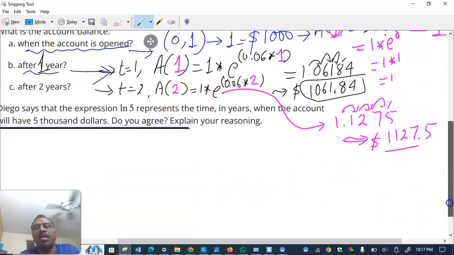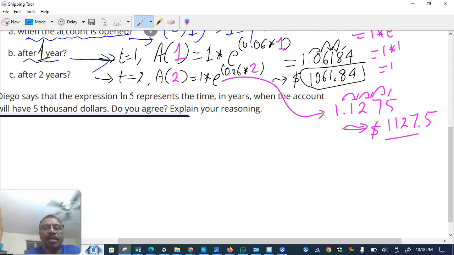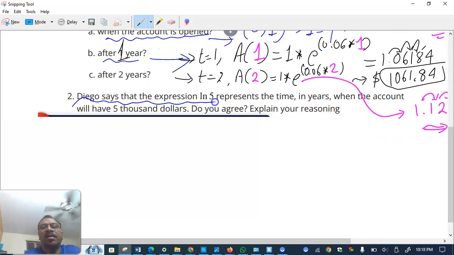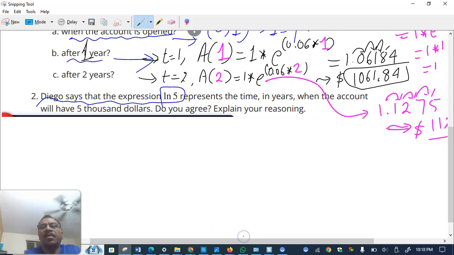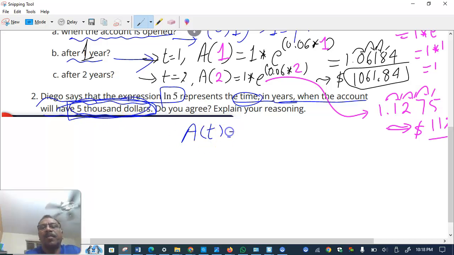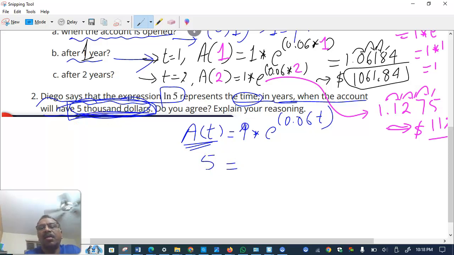Then the next question is asking us: Diego says that ln 5 represents the time, in years, when the account will have $5,000. Remember, A of t was 1 times e raised to 0.06t. So if it is $5,000, I put 5 here. I want to see whether it's correct. You can just write 5 equals e raised to 0.06t. Now we have to solve this for t.